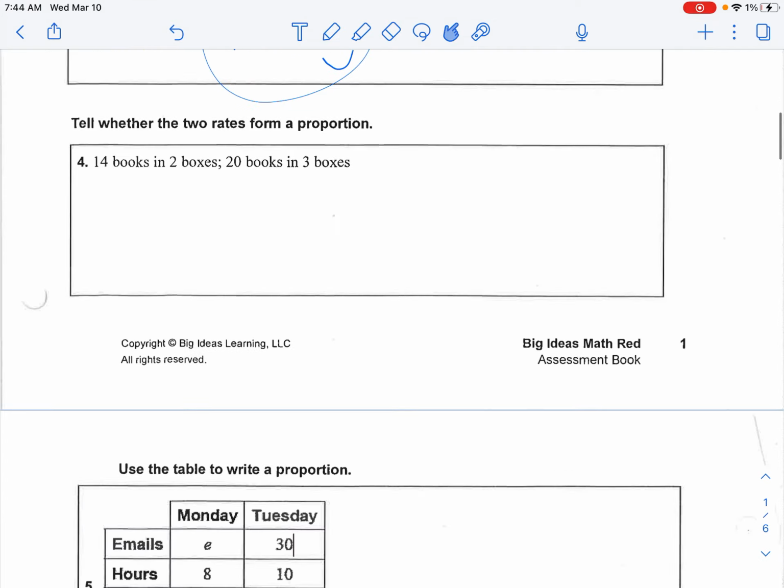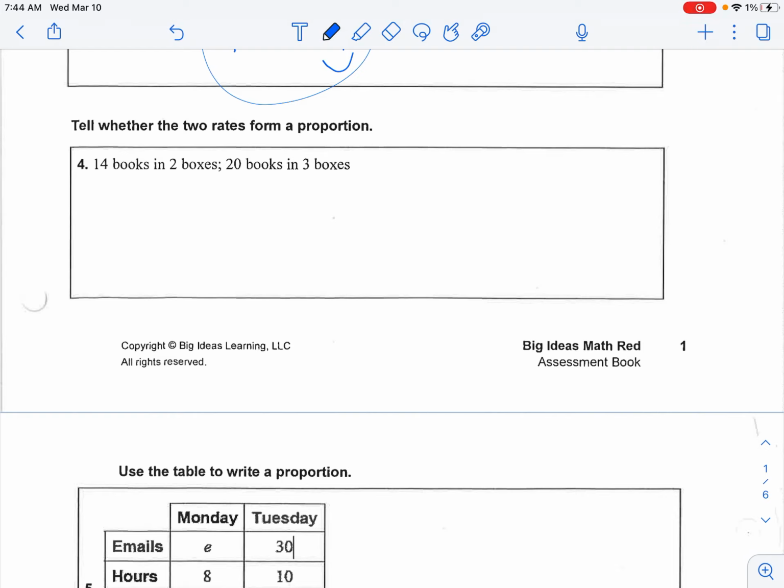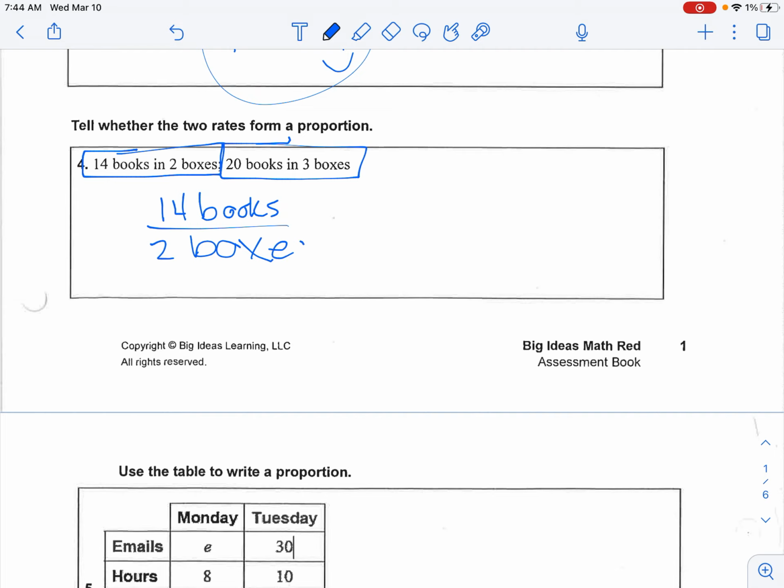Tell whether the 2 rates form a proportion. Okay, so first we're going to write those as ratios. So we're looking at 14 books in 2 boxes compared to 20 books in 3 boxes. So 14 books to 2 boxes. Does that equal 20 books to 3 boxes? So I'm immediately looking at these numbers and seeing that I cannot use a common multiplier.